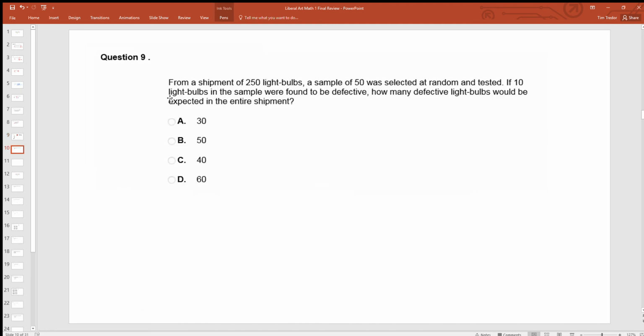All right, last one for this video. From a shipment of 250 light bulbs, a sample of 50 was selected at random and tested. If 10 light bulbs in the sample were found to be defective, how many defective light bulbs would be expected in the entire shipment? Okay, so we've got 10 defective ones out of 50. We want to extend that to if we were looking at 250. So this is a proportion. We can cross multiply if we want to, but the numbers here are simple enough that I can see that 50 times 5 is going to give me 250. So 10 times 5 is going to give me 50.